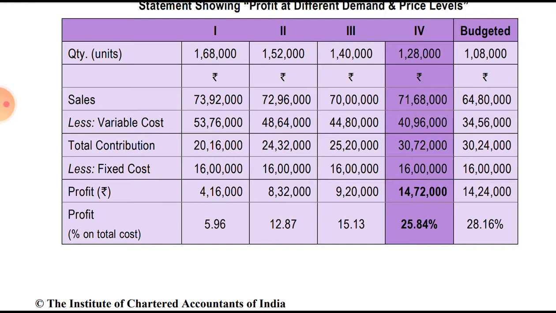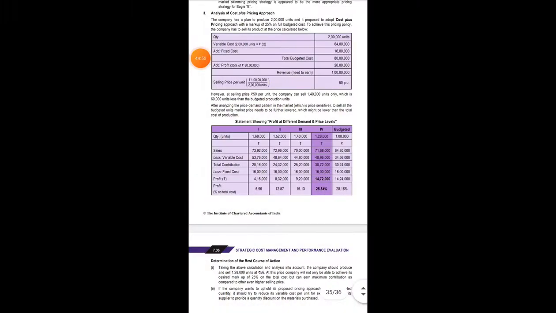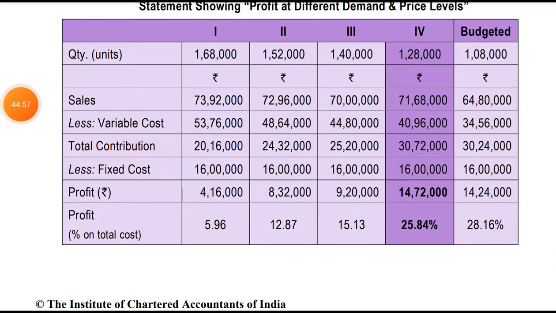Percentage of the cost is 5 point. See, what we have done is 4,16,000 divided by total cost, that is 16 lakh plus 15 lakh 73, that will be used in denominator, and in numerator it will be 4 lakh 16,000. We will get a profit of 5.96 in the first, 12 in second, 15 in third, 25 in fourth column, and 5 in fifth column, 28.